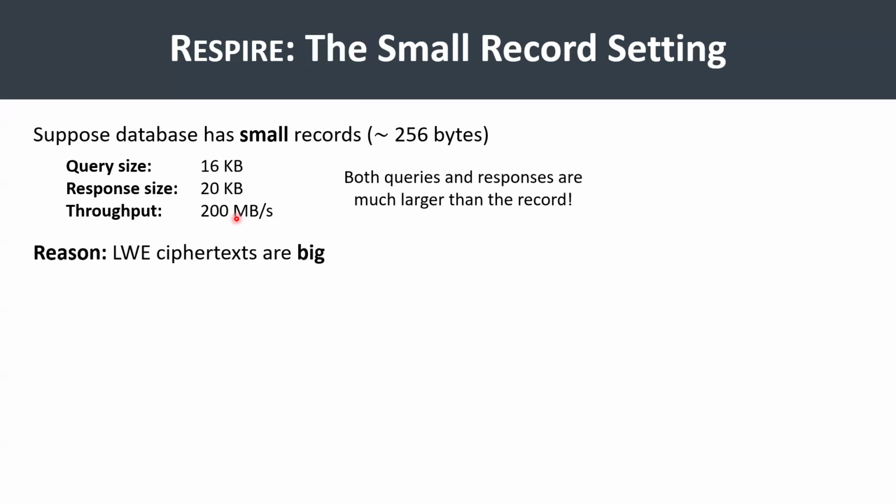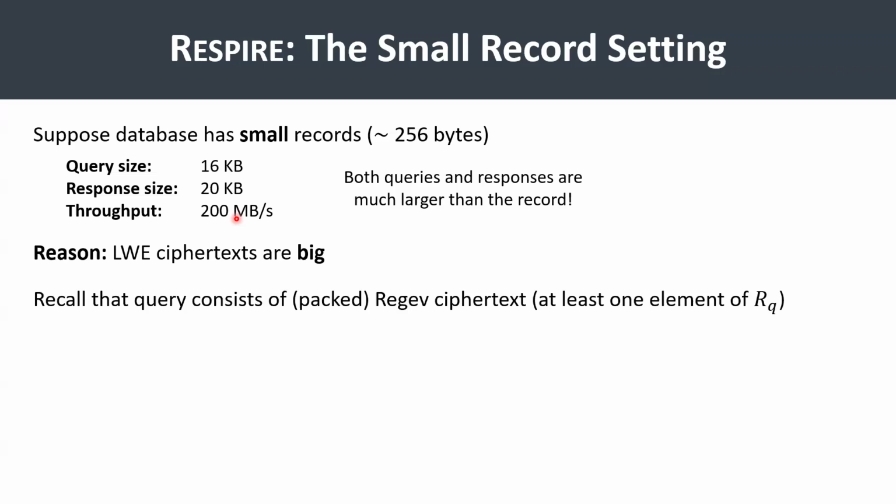The reason that things are big is that lattice ciphertexts are big. That has always been the issue with lattice-based cryptography. The parameters are large, and it's very hard to get things to be compact. Lattice-based signatures are much bigger than, let's say, ECDSA signatures, again, because lattice parameters are big. So the question is, what can we do? There seems to be a fundamental limit. And in fact, if we look closer, it seems even more fundamental, because if we look at the query, it's a Regev ciphertext, right?